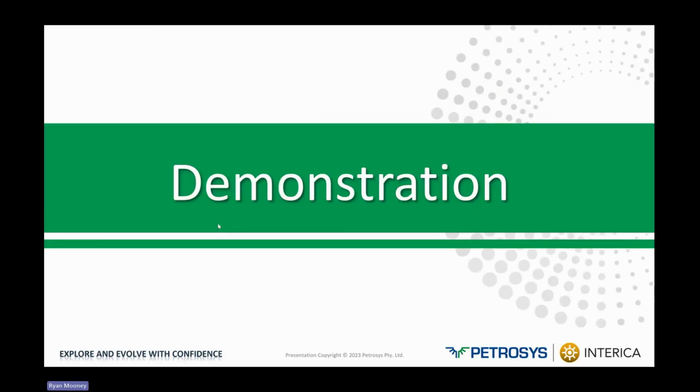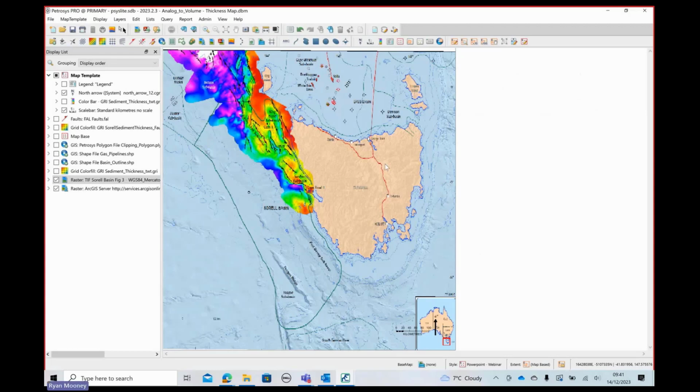All right, now on to the demonstration. So for the demonstration, what we have here is a raster image that has some thickness data. You can see here that there's no contours, so we can't just grid with contours, and we actually have to extract the data to create our grid here.